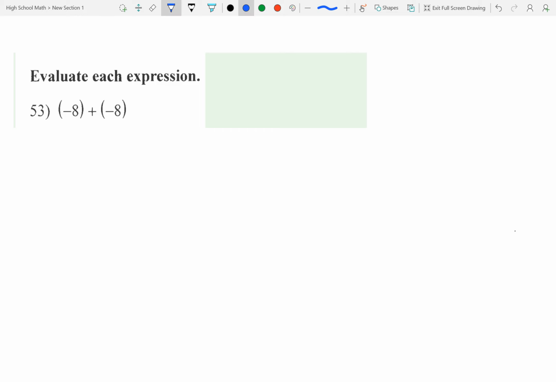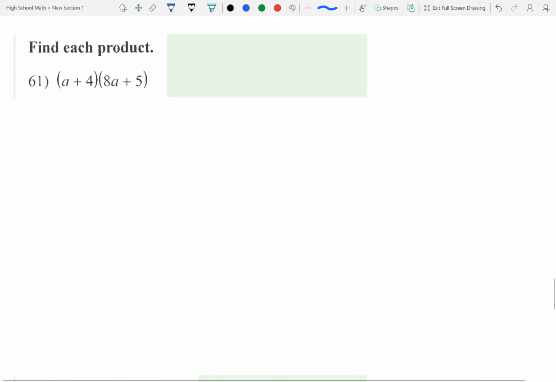Evaluate each expression. Here you see we have an addition. When we're adding and the signs are the same, the signs stay the same. So in this case it'll be minus 16. 8 negatives and 8 negatives is 16 negatives. Think about a negative number as owing money. If you owe $8 and you owe $8, you owe $16.